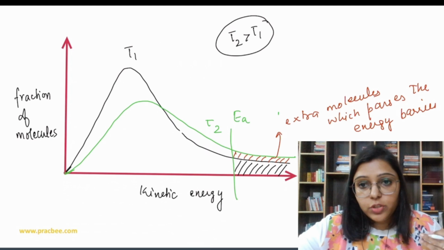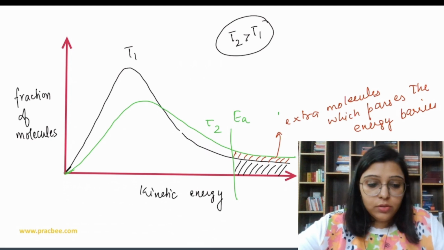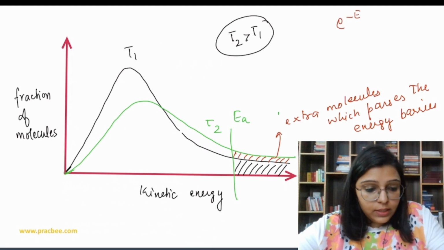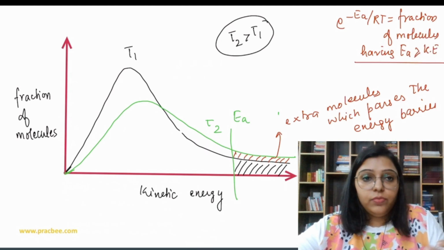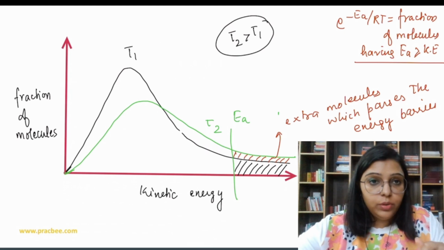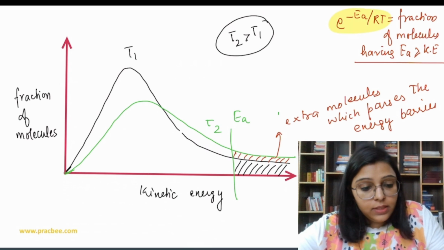The fraction of molecules which can pass the energy barrier is equal to e to the power minus EA over RT. That is the fraction of molecules having energy greater than the activation energy. So from this we can find out the fraction of molecules, e to the power minus EA over RT.